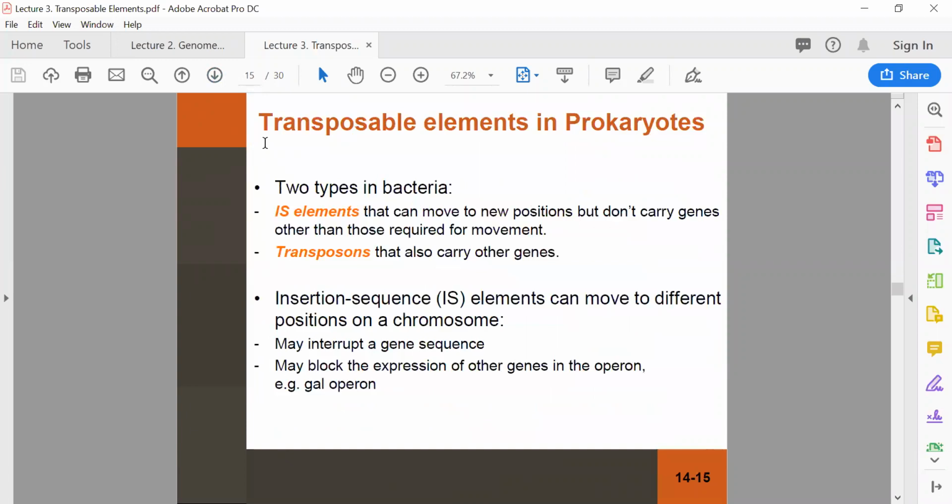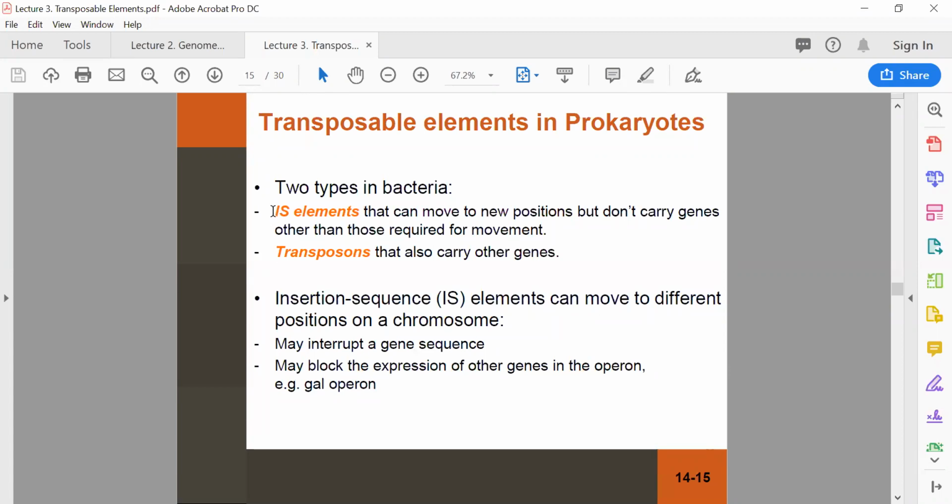All right, but the molecular nature of transposable elements was actually first really understood in bacteria. So we'll start by looking at these. There are two broad types of transposable elements in bacteria, the IS elements and the transposons. That's what they're referred to as. So IS elements can move to new positions in the genome, but they don't carry any genes other than those required for movement. Transposons, on the other hand, also carry other genes.